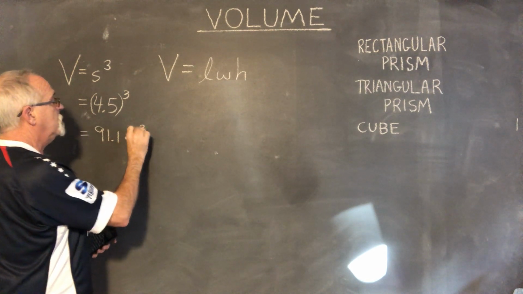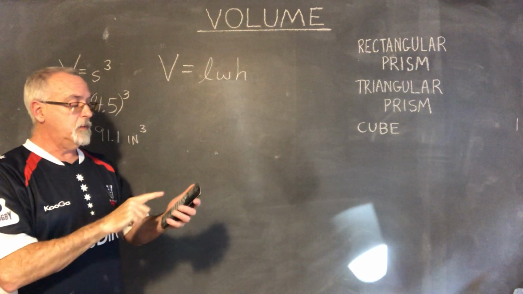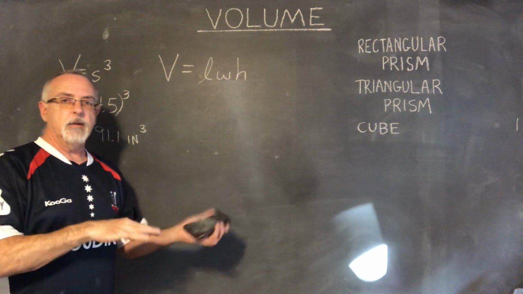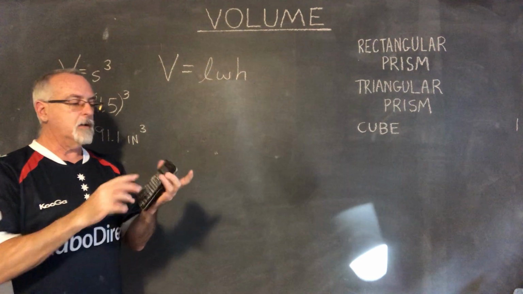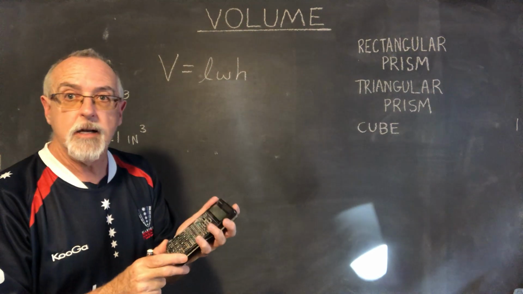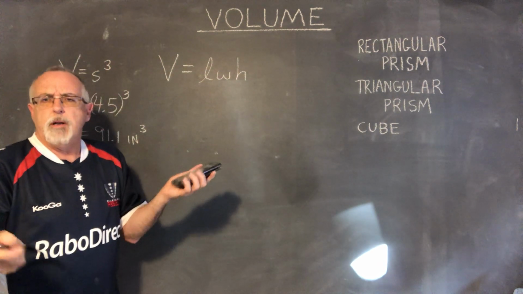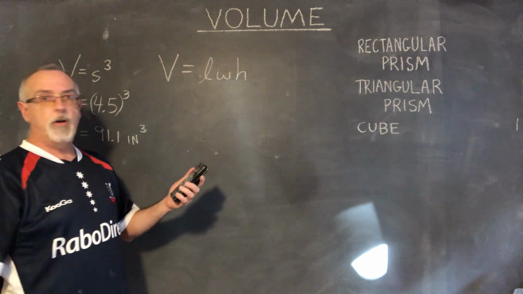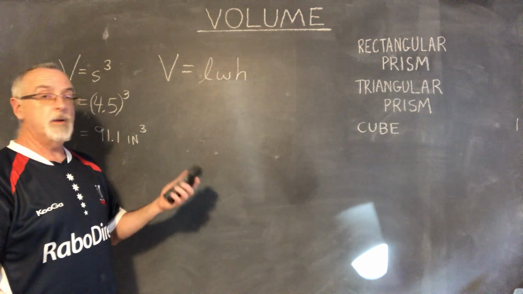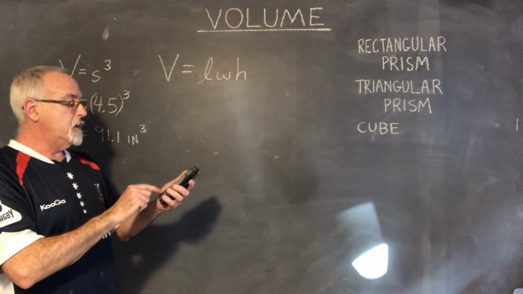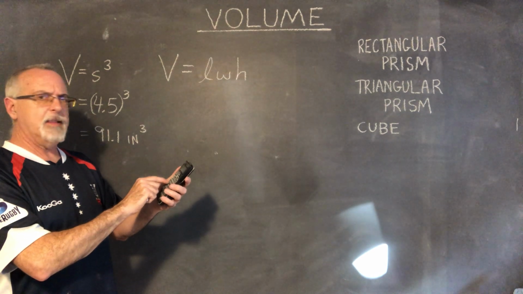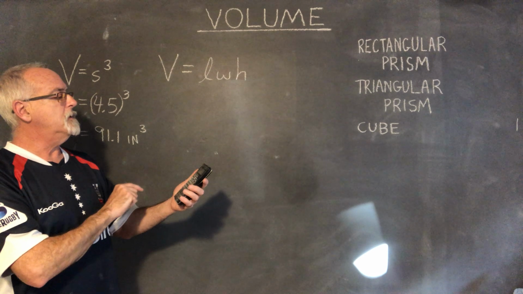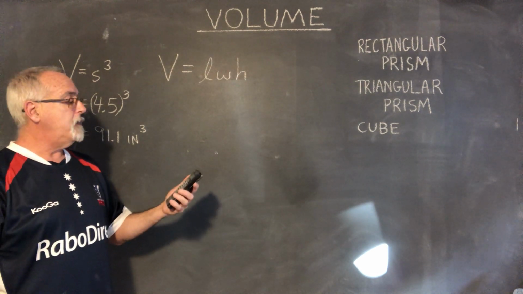inches cubed. But I can also do, with this calculator, it actually has an x cubed button. Different calculators offer different things. All scientific calculators will allow us to do this, but some of them offer an x cubed button and others don't. So 4.5 x cubed equals, very fast, 91.125, same answer. Or I can do 4.5 y to the x key, and then I put 3, and then I hit equals, 91.125.